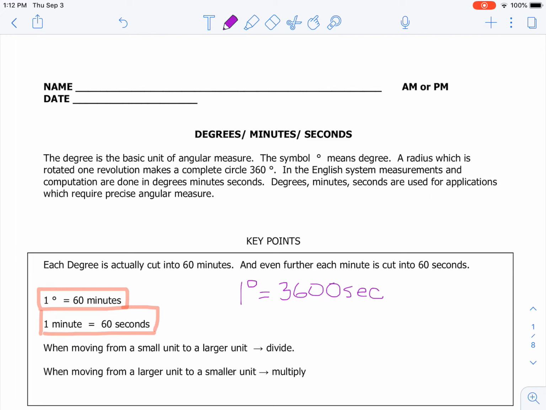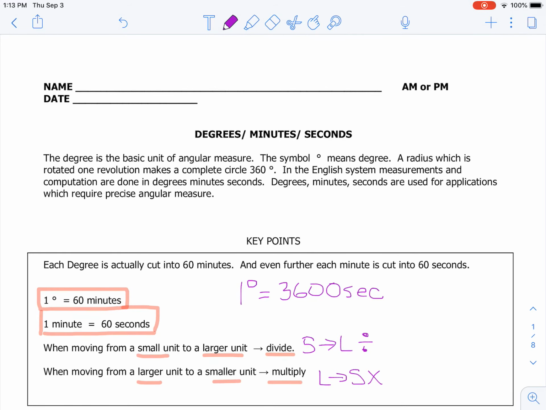How we're going to do conversions is just similar to what we've done before with any other units that we've been converting. If we're going from a small unit, like seconds or minutes, to a larger unit, like degrees, we're going to be dividing by something. And it's going to be 60 in this case. But if we're going from a larger unit to a smaller one, we're going to be multiplying by 60.